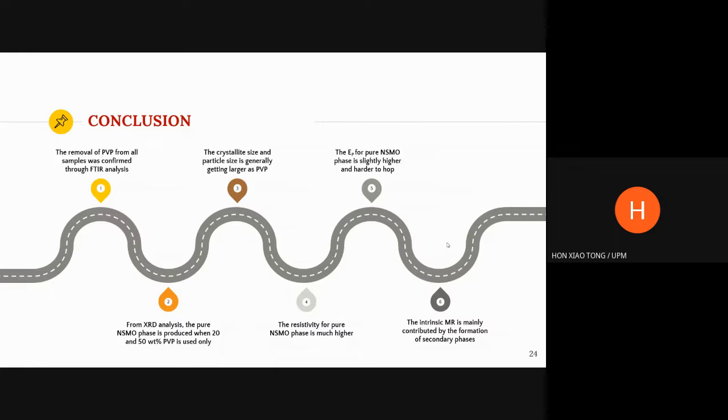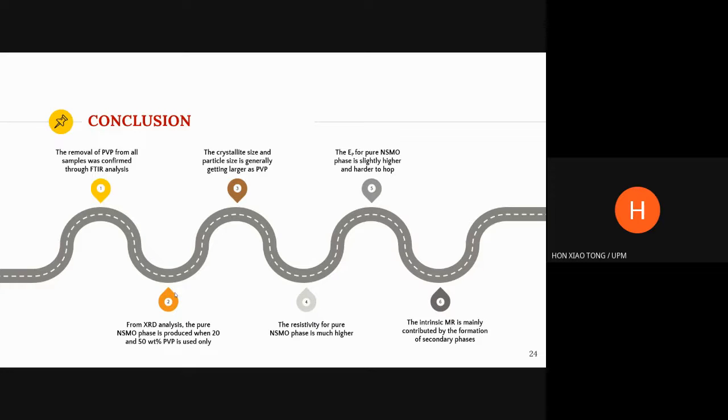So in conclusion, the removal of PVP from all samples was confirmed through FTIR analysis, and from XRD analysis, the pure NSMO phase is produced when 20 and 50% is used only. The crystalline size and particle size are generally getting larger from both XRD and FESEM analysis, and the resistivity for pure NSMO phase is much higher. The activation energy for pure NSMO phase is slightly higher, and it is harder to hold. And lastly, the intrinsic MR is mainly contributed by the formation of secondary phase.